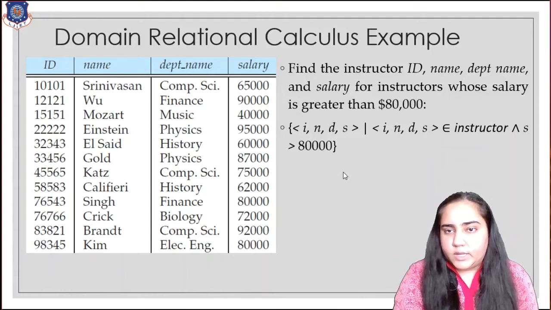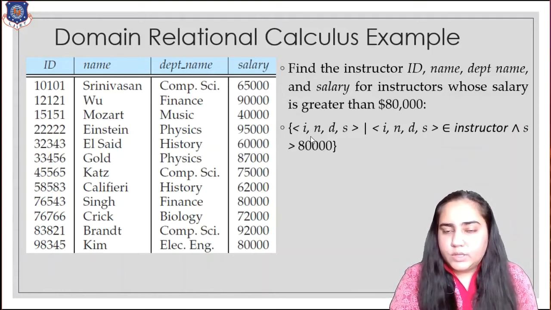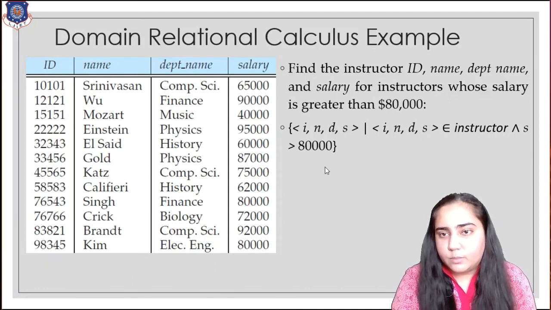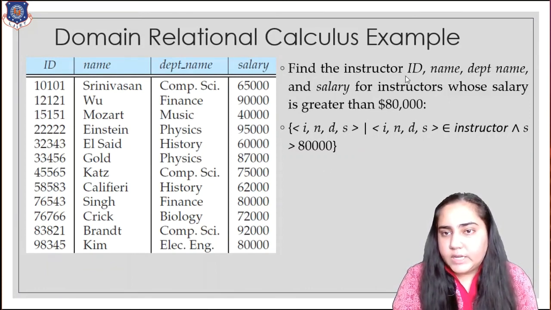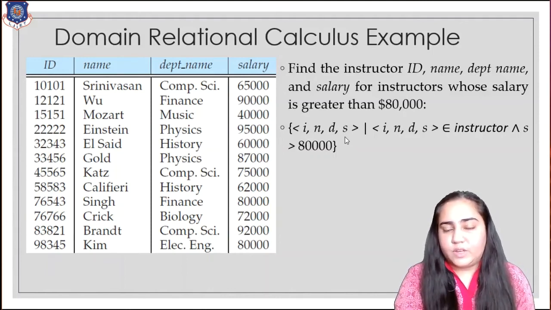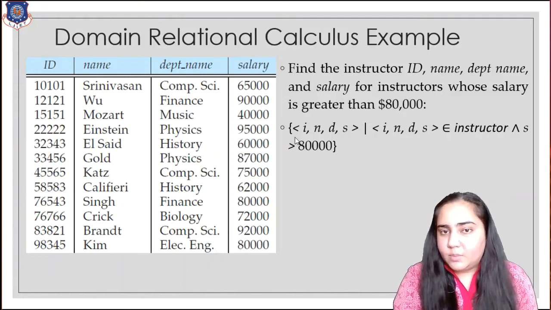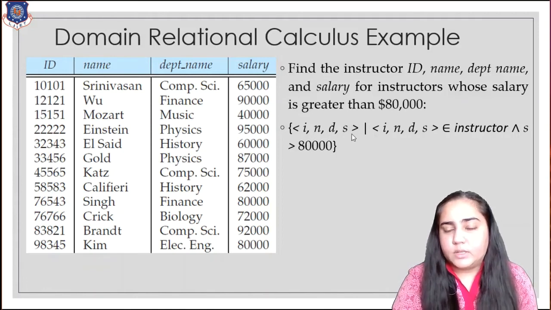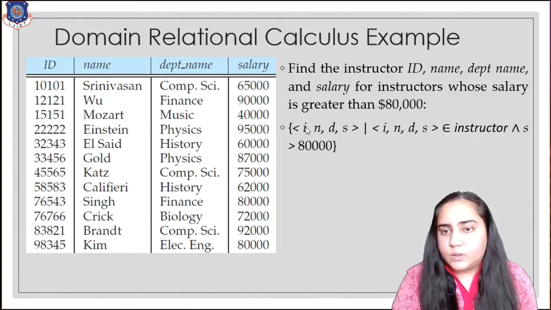So this is what it looks like. Now, we do not need to write the domain names as they are present here because we are using variables. So instead of ID, I'm just writing I. Instead of name, it's just N. Instead of dept name, it is D. And instead of salary, it is just S. So you don't have to specify the whole name of the column because these are just variables that represent the columns. They are not actual columns.